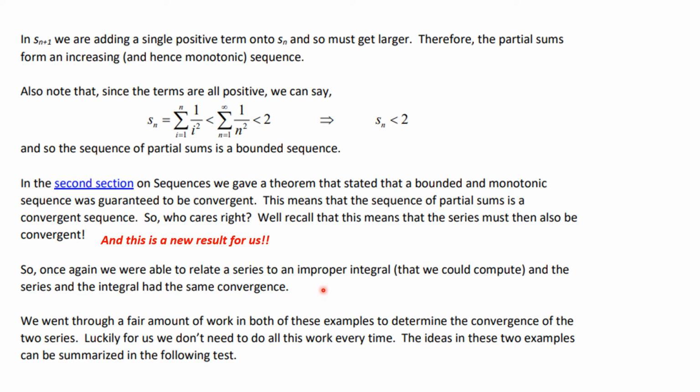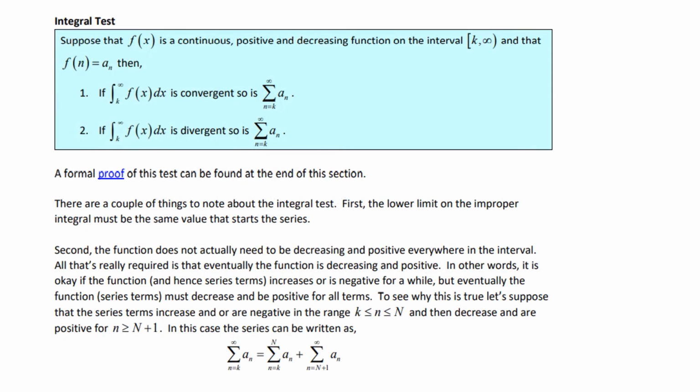Now, we went through a fair amount of work in both of these examples to determine the convergence of the two series, but we don't have to do this every time, and the ideas in these two examples are summarized in the following test, which also is a theorem which we will prove later in this lecture. This is the integral test, and there's always important conditions. Suppose that f is a continuous, positive, and decreasing function on the interval from k to infinity, and that f evaluated at n is a sub n.